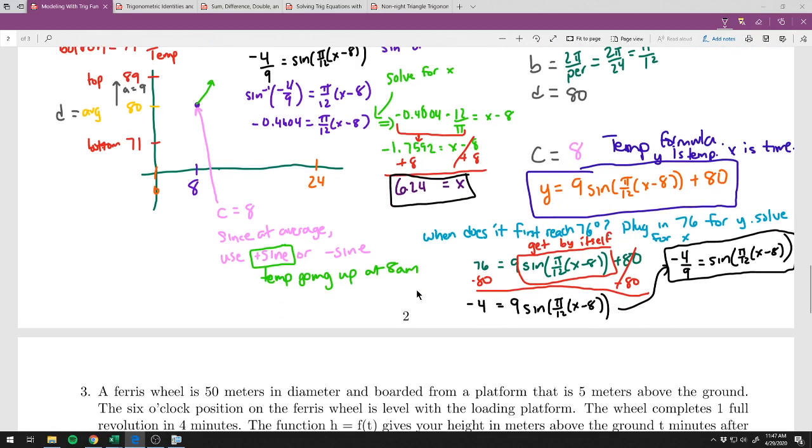All right, so our answer here, we get x equals 6.24. And one thing I want to mention here, like I said, we can solve this directly. We don't have to get a whole bunch of answers because it's only looking for the first one.